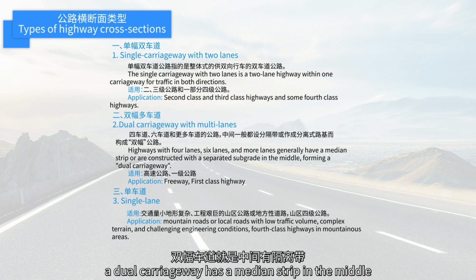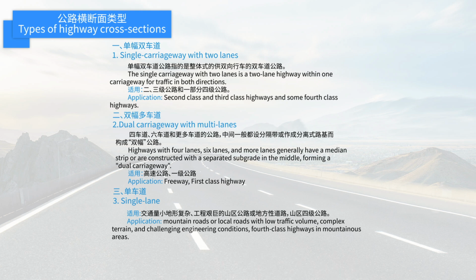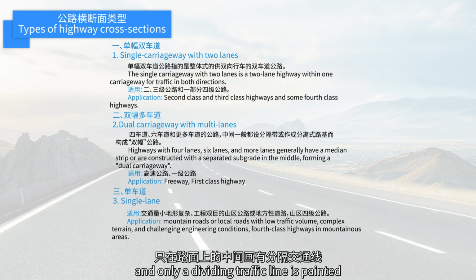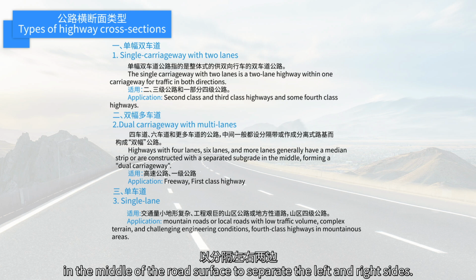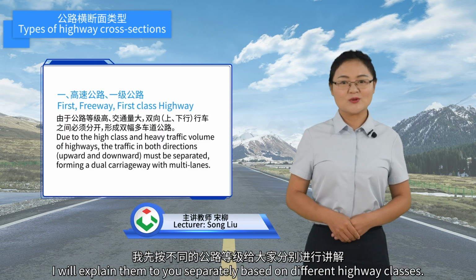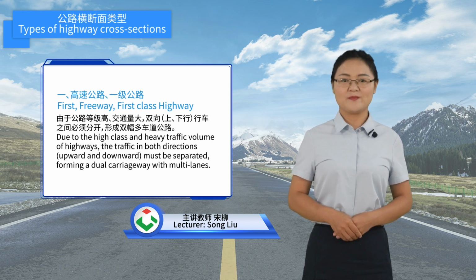In brief, a dual carriageway has a median strip in the middle that separates the left and right sides. A single carriageway has no median strip, and only a dividing traffic line is painted in the middle of the road surface to separate the left and right sides. I will explain them to you separately based on different highway classes. First, let's take a look at the freeway and the first-class highway.